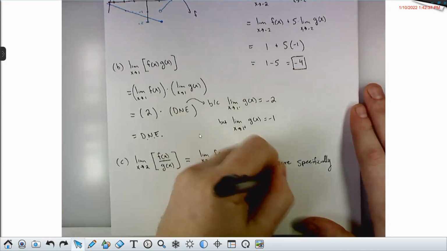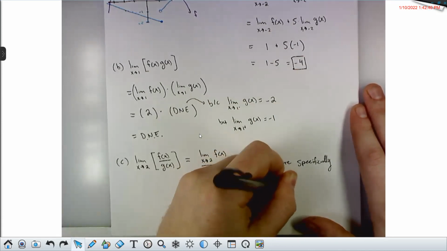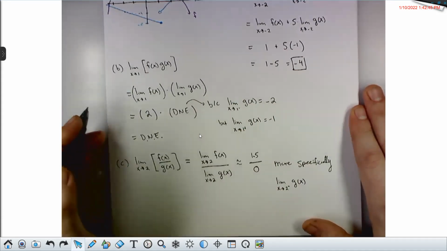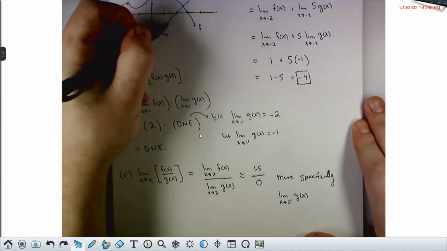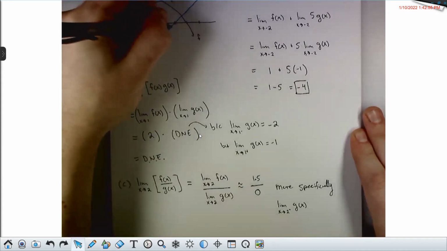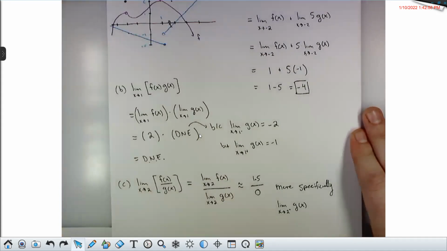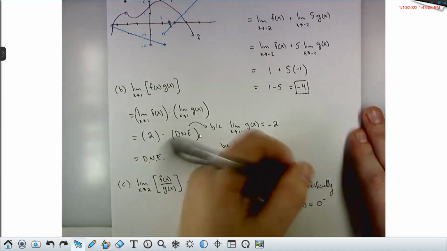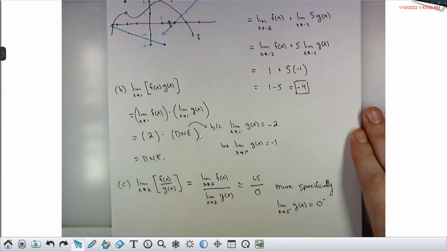The limit as x approaches 2 from the left of g of x, my function downstairs, is going to be 0. And we approach 0 in a negative fashion, right? So imagine you're just to the left of 2 along the graph of g. There's my dude. His y value is very close to 0, but it's negative. And there is a notation for this. We would say 0 minus, like that. So g of x is going to 0 in a negative fashion as x approaches 2 from the left.